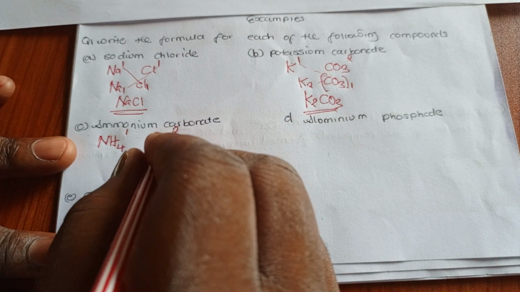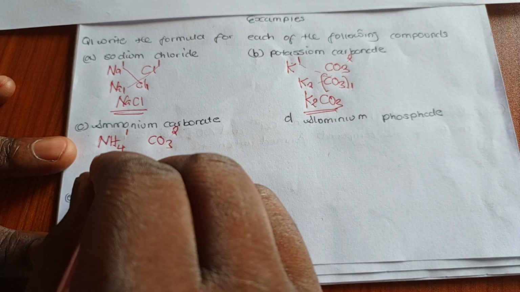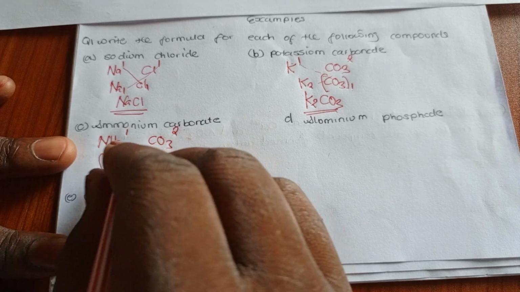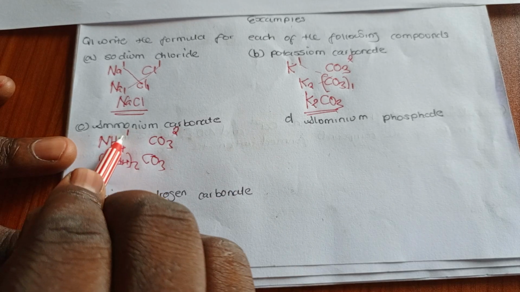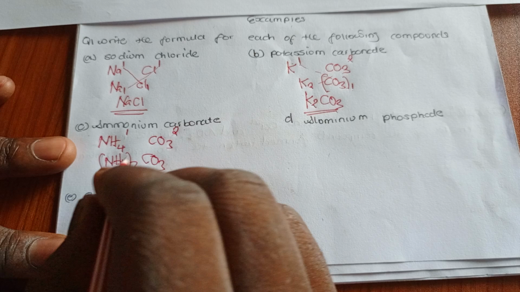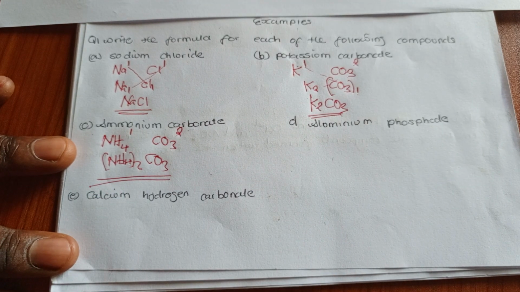So the valence for carbonate will go to ammonium. It will be like this: NH4 here, then put brackets like this. Then the carbonate is going to receive the valence of 1. Since I said if it's 1, we ignore it, we can't write 1. This is the formula for ammonium carbonate.